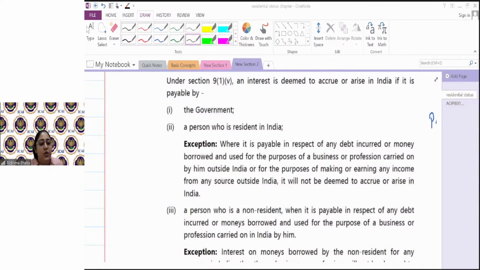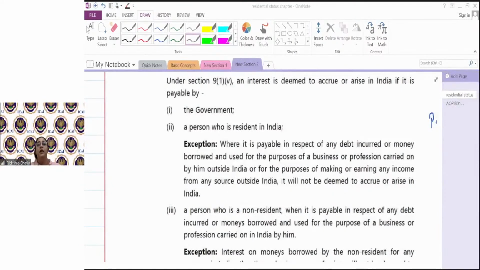So you have to simply see who is paying that interest. If the payer of interest is government, it would always be taxable as income deemed to accrue in India. If the payer of the interest is resident, it would always be taxable as income deemed to accrue or arise in India, except for the situation where the loan has been taken by the resident. There are two people: the resident is taking the loan, and you have to see the income accruing for you. And I am the person who has taken the loan. So if I have used that loan for any purpose outside India, for carrying on any business or profession outside India, or for generating any income outside India, then as a resident, whatever interest I'm paying to you would not be taxable in your hand. Otherwise, it would always be taxable.